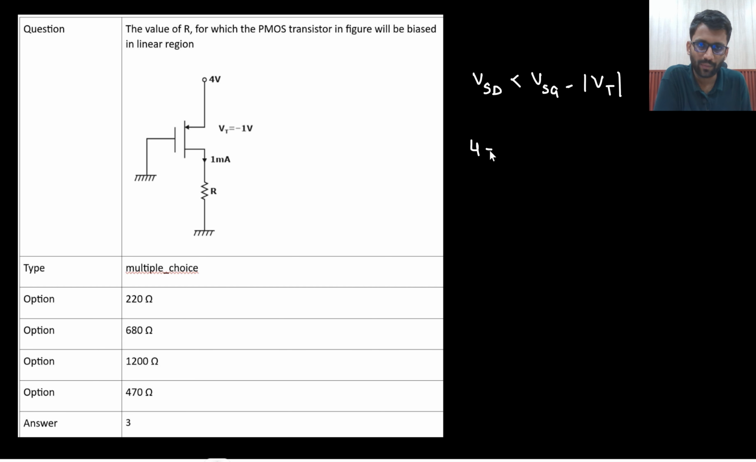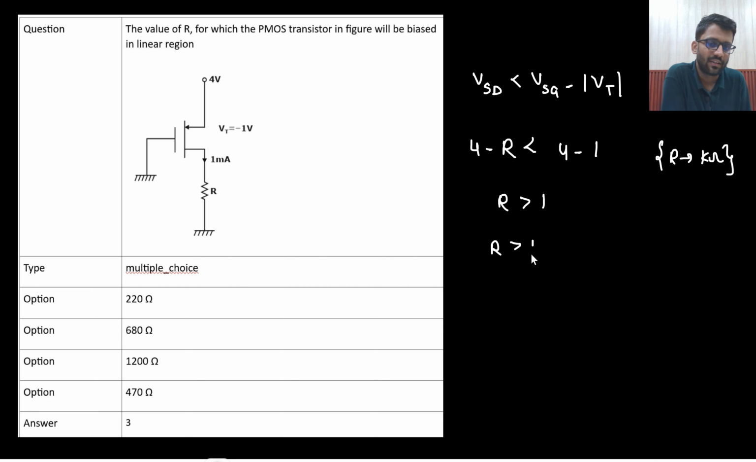VSD is 4 minus, what is the drain voltage? Drain voltage is 1 milliampere into R. So I am considering R to be in kilo ohm. If I am considering R to be in kilo ohm, I can simply write R there, because 1 milli into kilo, so simply I am writing R. It should be less than VSG, that is 4 minus VT, that is 1. VT is 1. So R should be greater than 1, and R is in kilo ohm, that means R should be greater than 1000 ohm. So R should be greater than 1000 ohm. Only one option is there, which is this one.